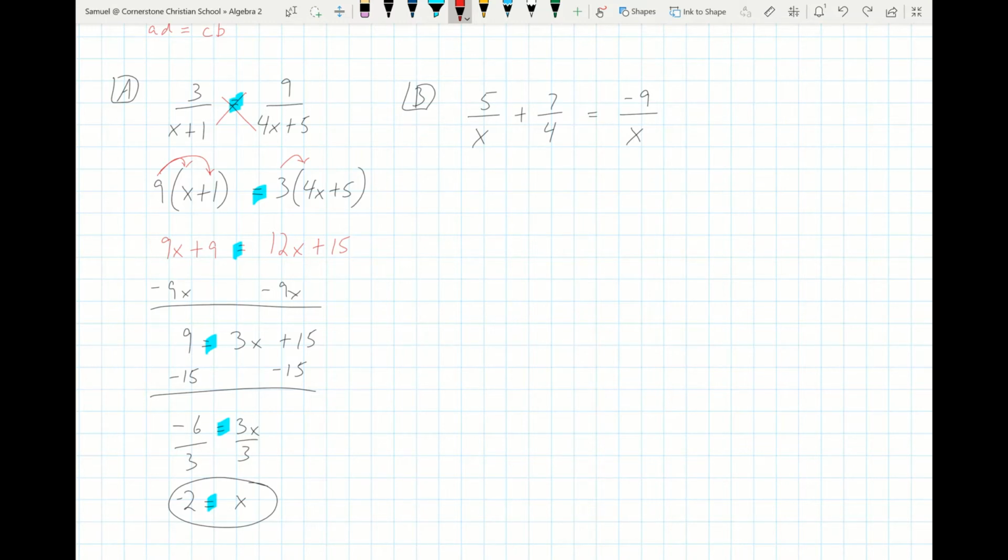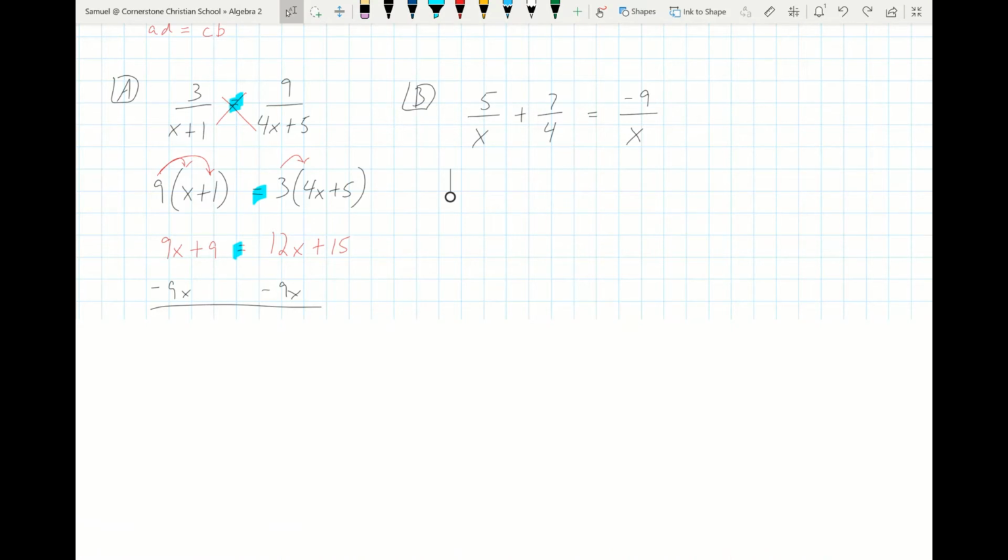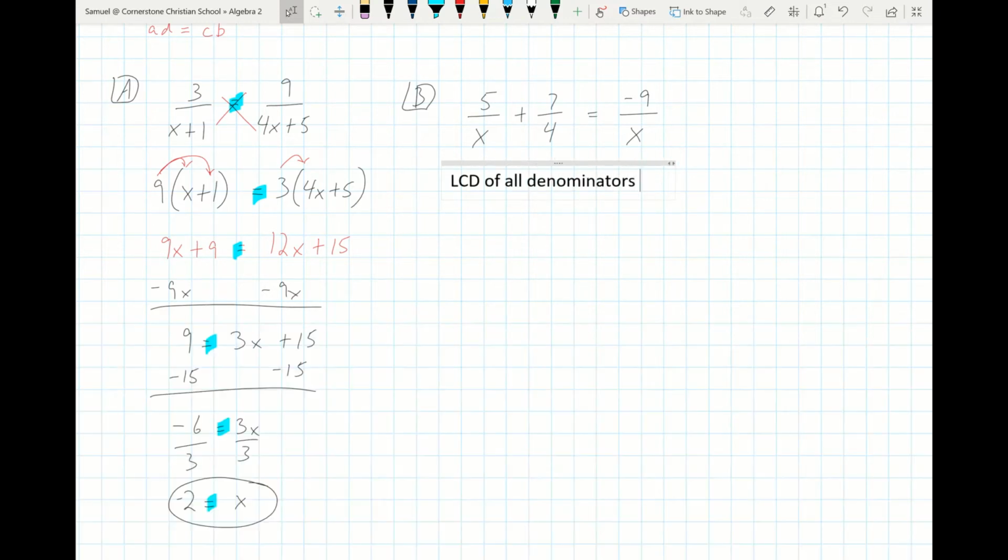But there's actually an easier way. What we can do is find the LCD of all denominators. So if I'm taking a look here, x would be a part of that LCD. 4 would be a part of that LCD, and the second x is actually already accounted for. So my LCD in this case would just be 4x.